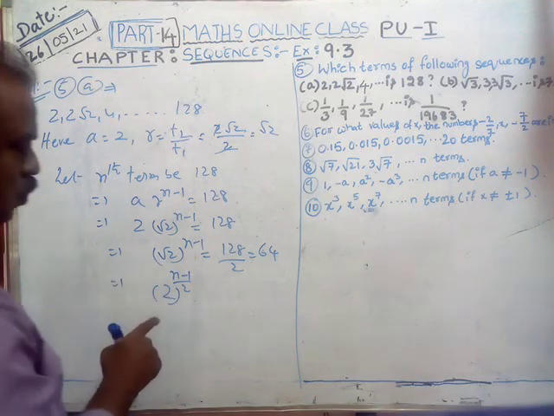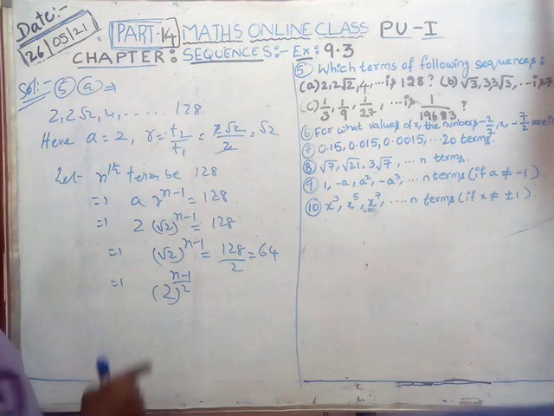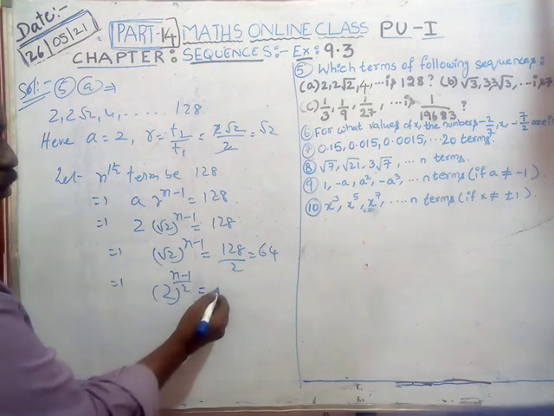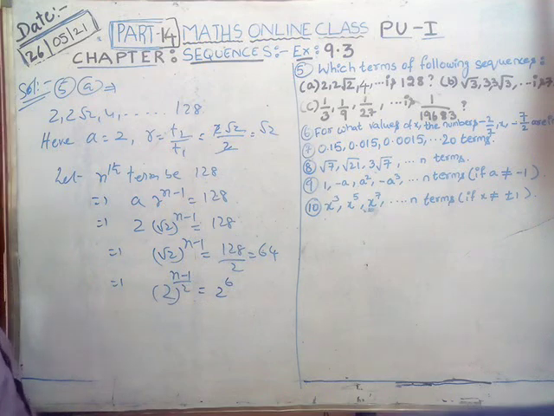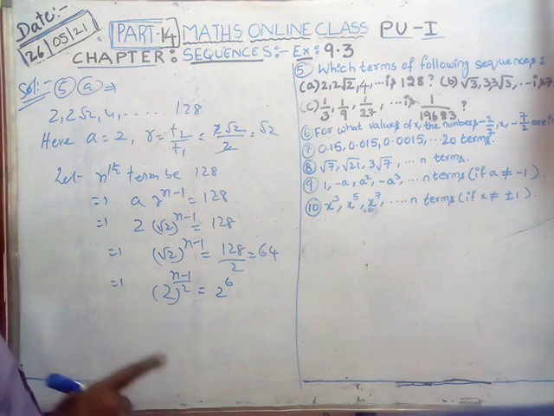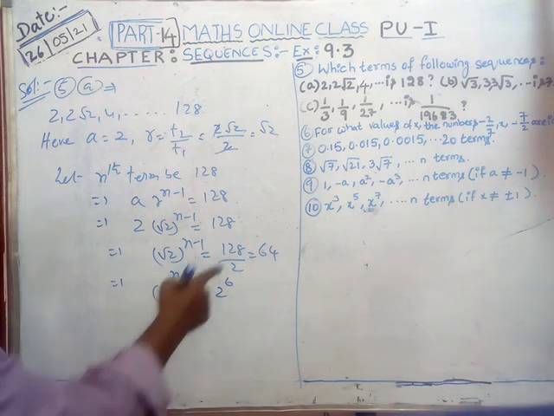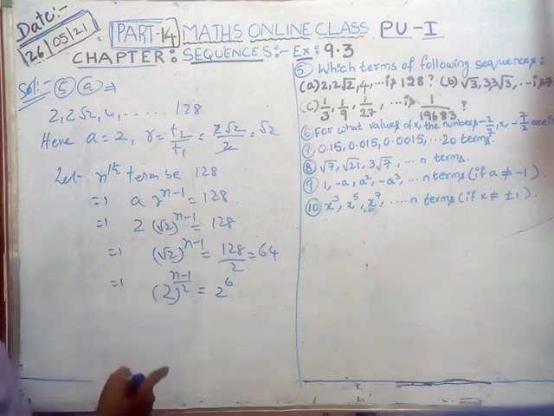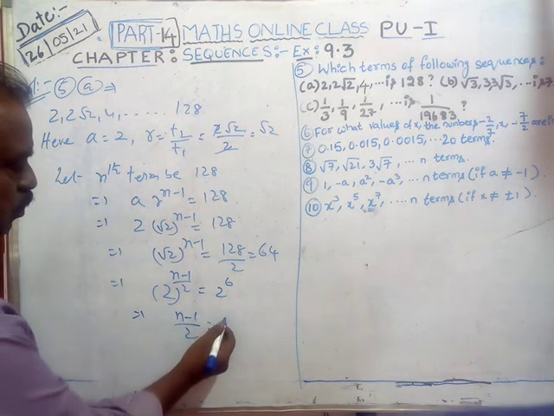Root 2 means 2 power half. So that is 2 power half into n minus 1, which is n minus 1 by 2, is equal to 2 power 6. Let us check: 2 into 2 is 4, 4 into 2 is 8, 8 into 2 is 16, 16 into 2 is 32. That is 32, which is 2 power 5. 32 into 2 is 64. So n minus 1 by 2 is equal to 6.